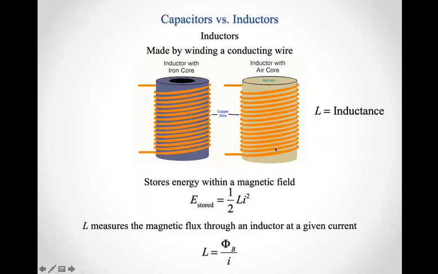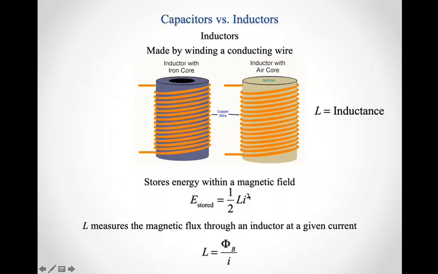The current's going to generate a magnetic field. We can store energy within that magnetic field, and so the energy that we can store inside our inductor we calculate as 1/2 times the inductance times the current flowing through the inductor squared.